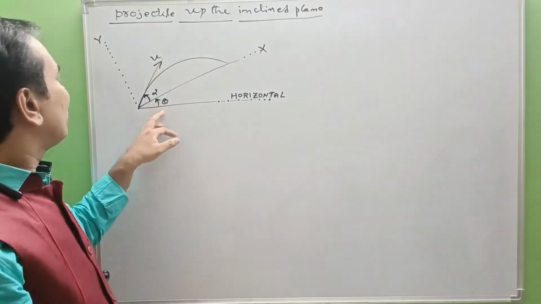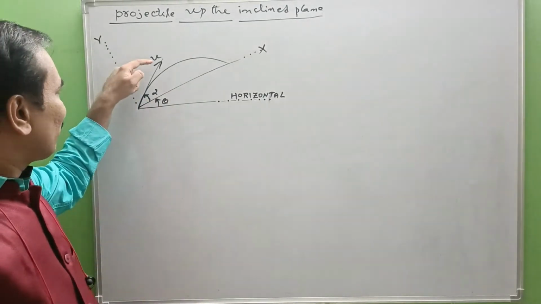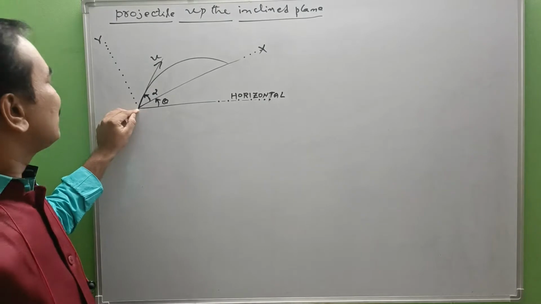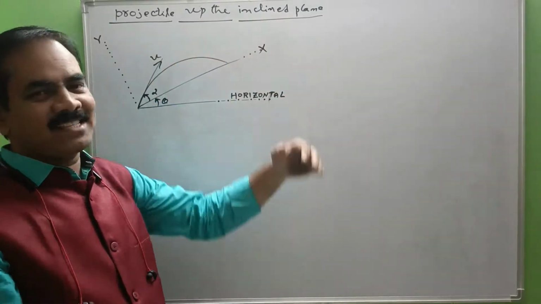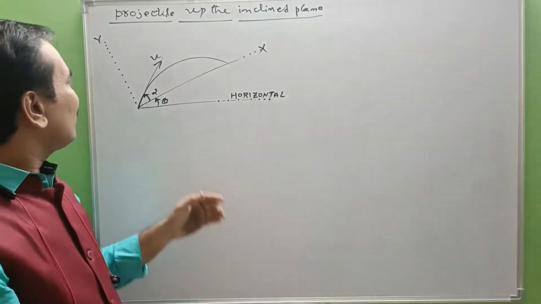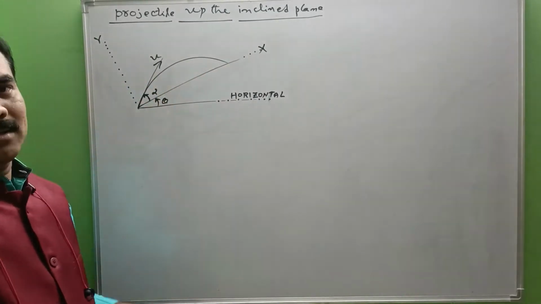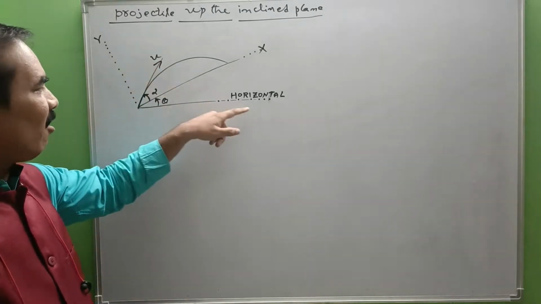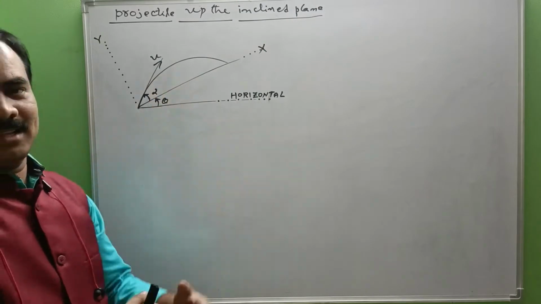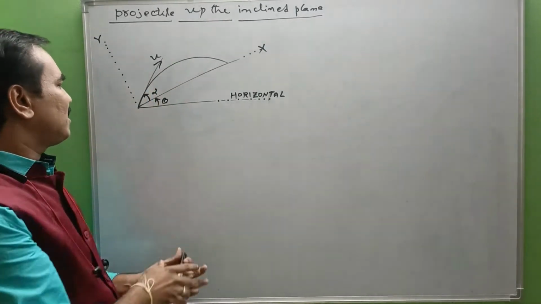Okay. Now here see, one body of mass m is projected with some initial velocity u from this point such that it makes an angle alpha with the x-axis as shown, right? Now what is the angle made by the initial velocity with the inclined plane? Alpha. At the same time, the angle made by the initial velocity with the horizontal is alpha plus theta, right? See here, both angles are in the anti-clockwise sense, right?